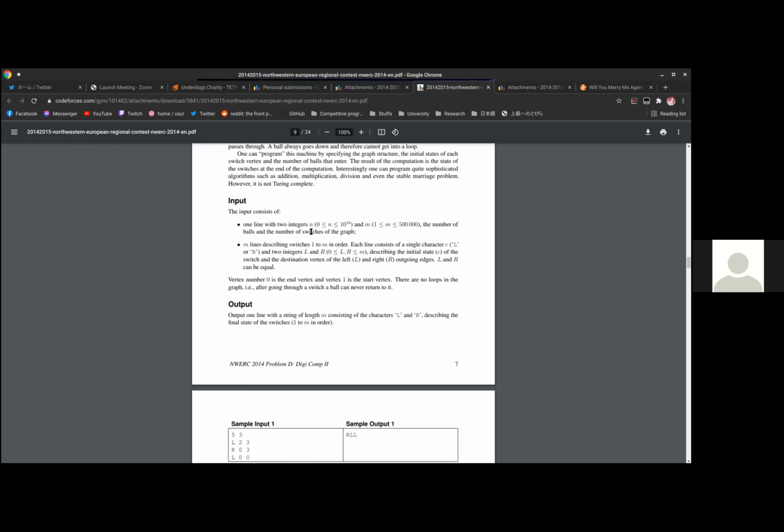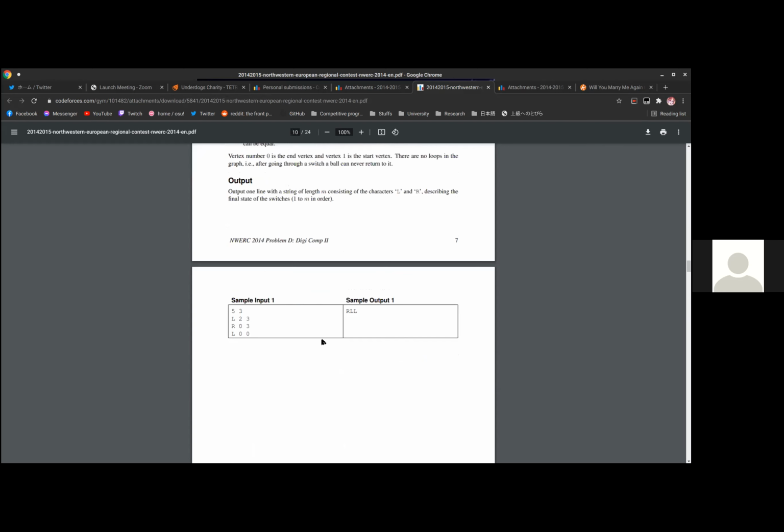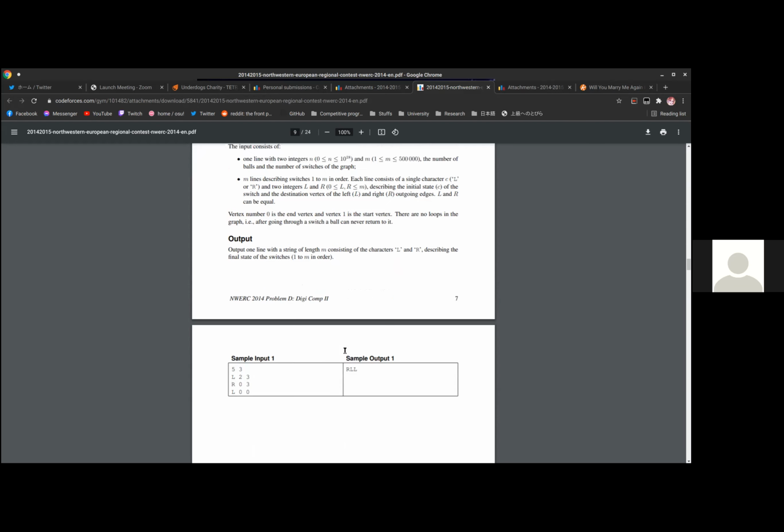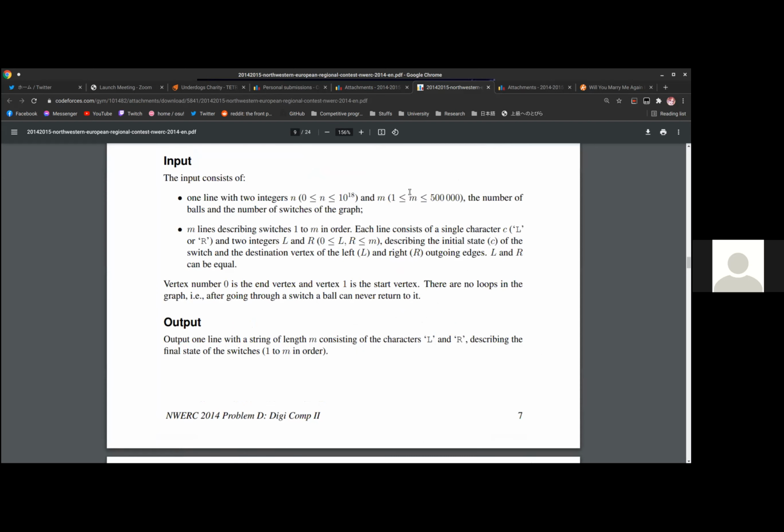And we repeat the process n times. At the end, we need to know the state of each node, which priority edge it is having. There are 500,000 nodes, and we repeat the process 10 to the 18 times.